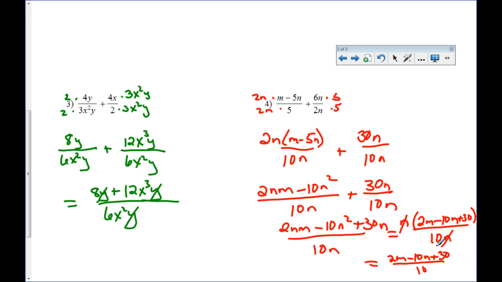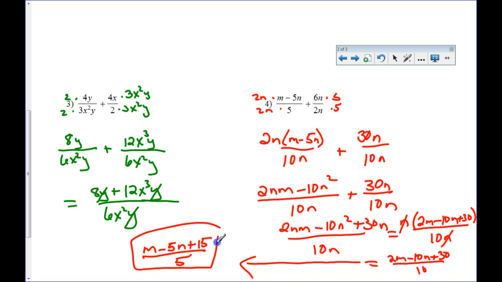Question. Why did you take the n out of the 2nm and the 30n, but not out of the 10n squared? Oh, I did. Yeah, because it's squared, so one n remains. Can you guys see any other way I could have simplified this? Notice that they all have a 2 in them. So I could have divided everything by 2 as well. If I did that, I would have m minus 5n plus 15 over 5. And that is the most simplified answer.